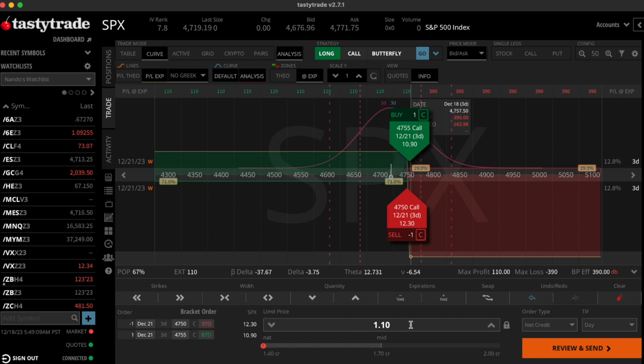My profit at that point would be $100, because that would be the $1.10 I received for selling this minus the 10 cents, $10, it cost me to buy it back. So there's a $100 profit if I do it that way. However, not everyone can do that because of PDT, pattern day trading concerns.